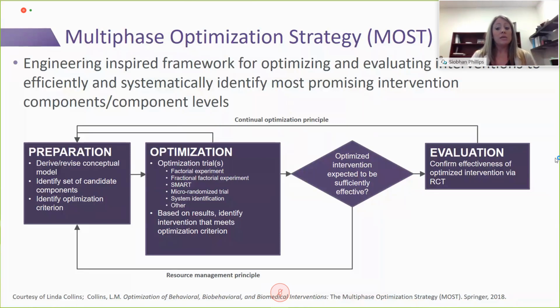However, if you do not have enough effective components, you might go back to the preparation phase and repeat. You can see there's this reciprocal arrow or bidirectional arrow, and this suggests that you're continuously trying to optimize an intervention. And MOST lends itself particularly well to technology-based interventions because many components are easy to turn on or off. So, it may just be as simple as clicking a button to give a participant a component or not. And so I'm going to talk about how we're kind of applying MOST in our ongoing studies within our lab.